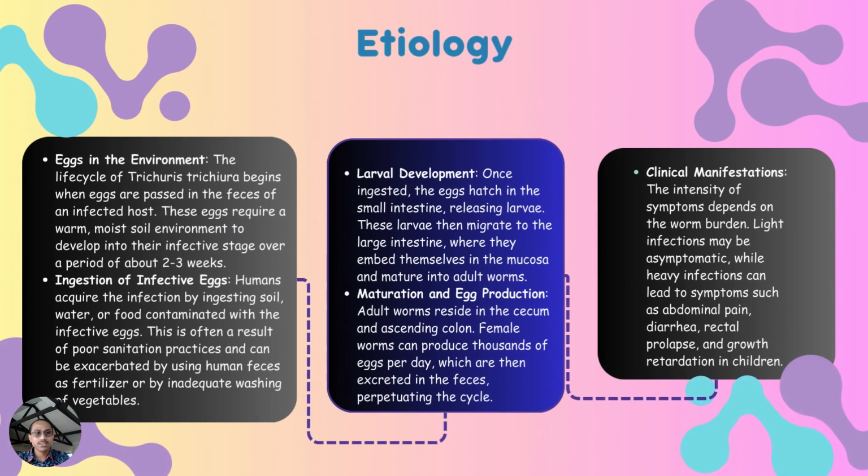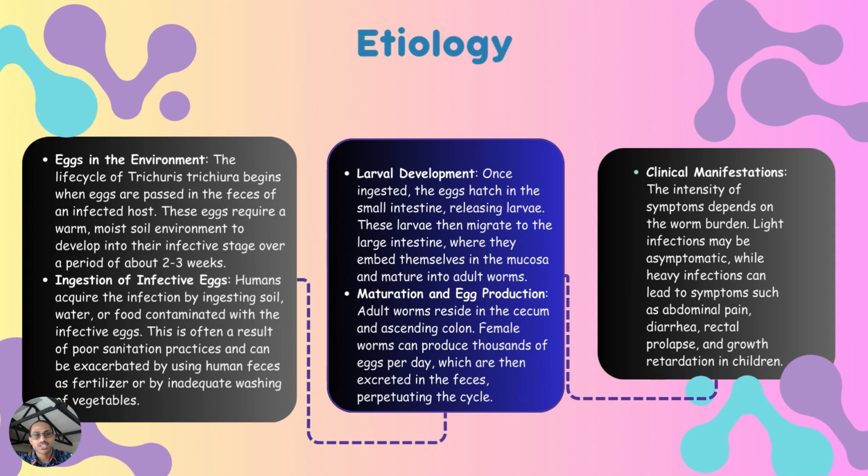So the etiology: eggs in the environment. The life cycle of Trichuris trichiura begins when the eggs are passed in the feces of the infected host. These eggs require a warm, moist soil environment to develop into the infective stage over a period of about 2 or 3 weeks. Then the infective eggs are ingested through the fecal-oral route.